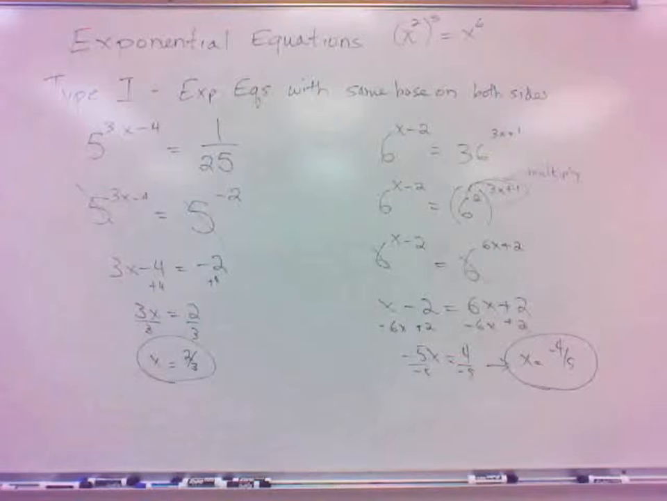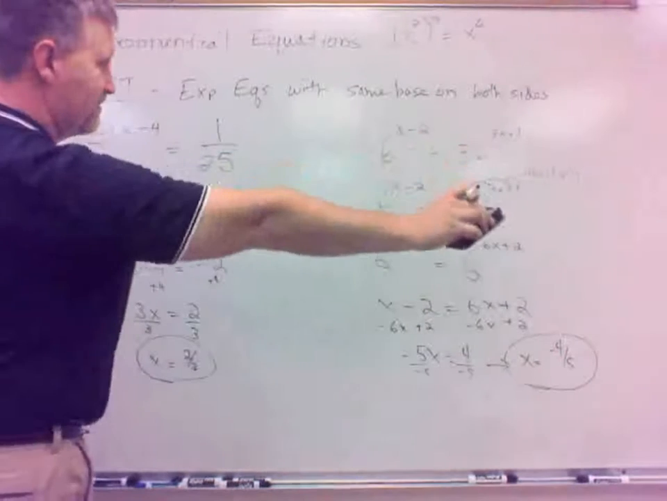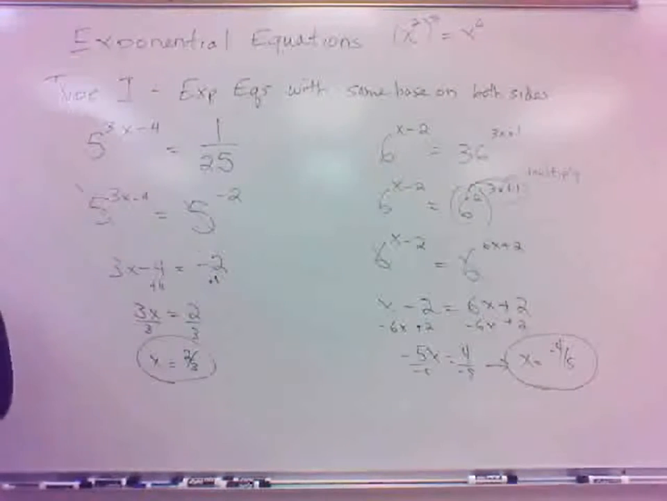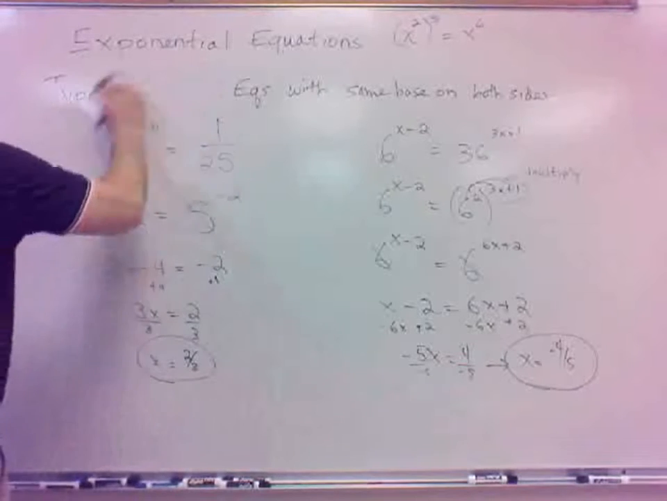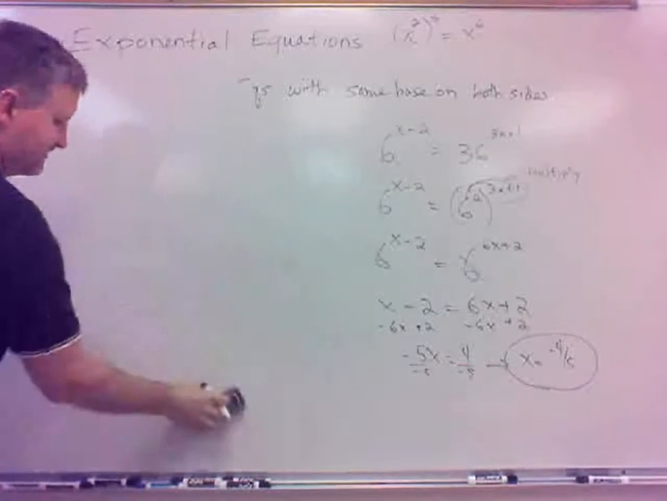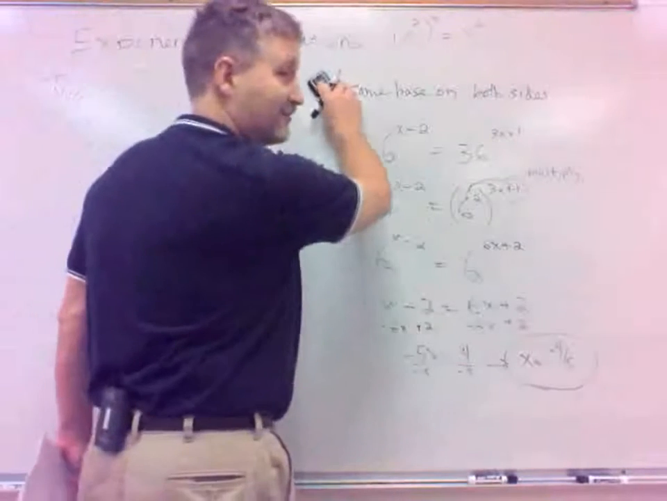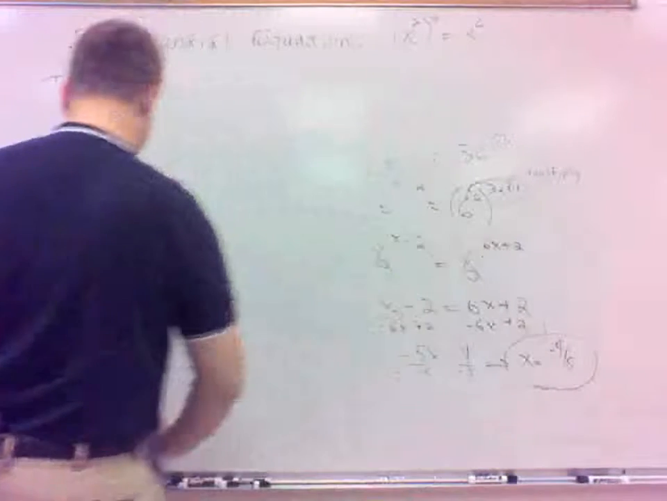All right, so that was type 1. Guess what type 2 is? If that's equations with the same base on both sides, or we can make both sides be the same base, type 2 would be when we have different bases on both sides.